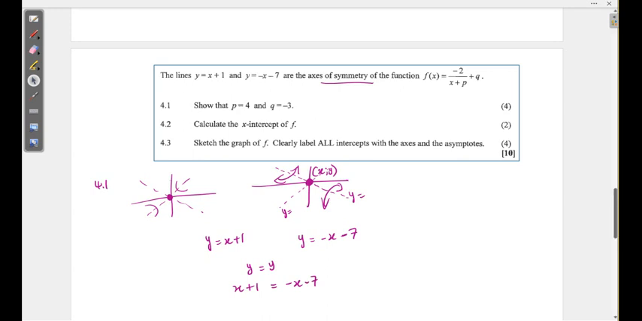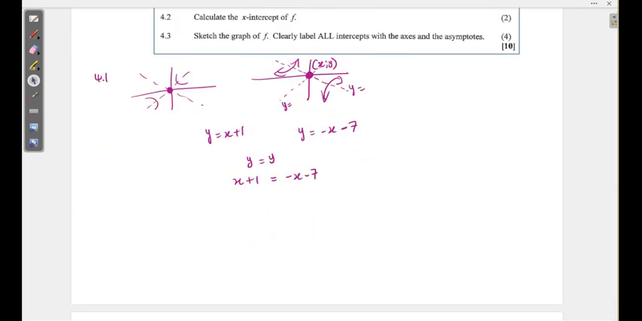You just equate the two. Then from there you can say x plus x will be equal to negative 7 minus 1, which means 2x will be negative 8. Divide by 2, your x will be negative 4. Then to get y, you simply use one of the formulas to say negative 4 plus 1. Therefore, y is equal to negative 3. Therefore, this means that the coordinate I was talking about is actually (negative 4, negative 3).